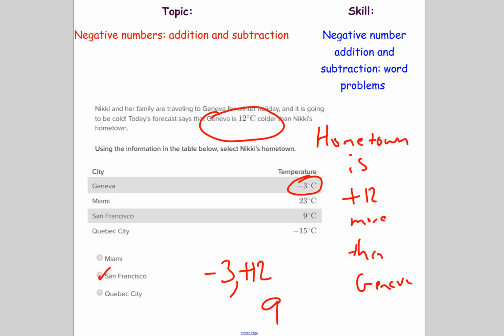And let's just check our answer to see if it makes sense. Nikki and her family are traveling to Geneva for a winter holiday, and it's going to be cold. The forecast says that Geneva is 12 degrees colder than Nikki's hometown. All right, so if we were to say Nikki's hometown is 9 degrees, 9 minus 12 brings us to negative 3, which is the temperature in Geneva, which means we did this right.